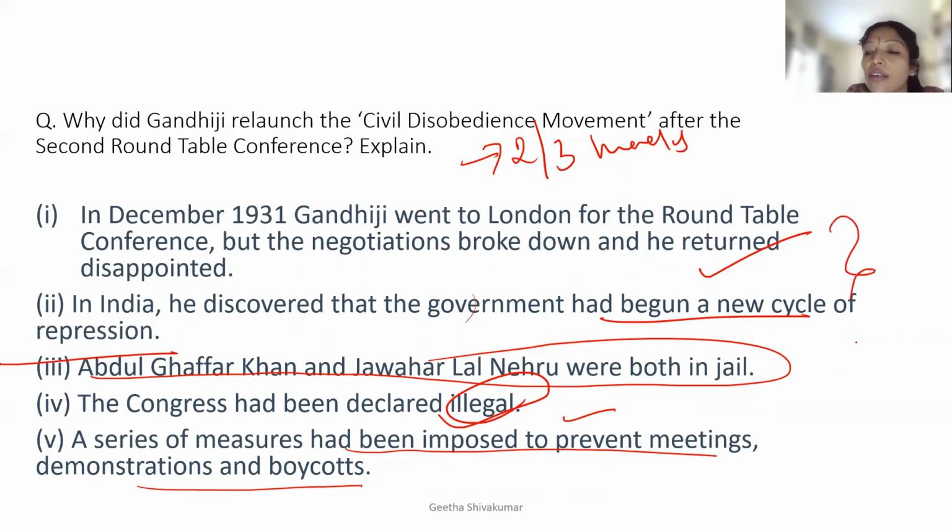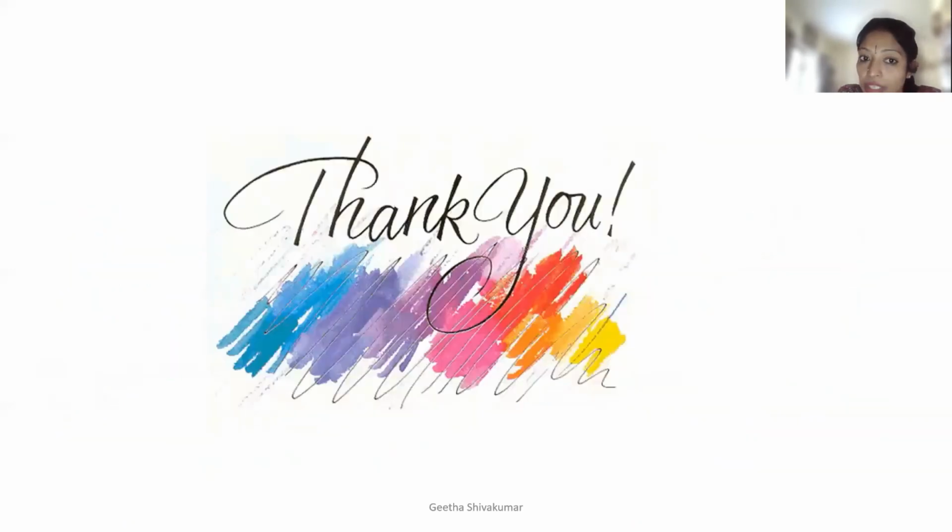So these are the reasons. First, the first roundtable conference failed. Second, the second roundtable conference failed. Third, a new cycle of repression. Abdul Ghaffar Khan and Jawaharlal Nehru were both put in jail. Then Congress was declared illegal. So these are the points why Gandhiji relaunched the civil disobedience movement.